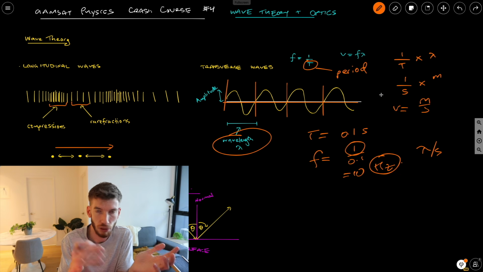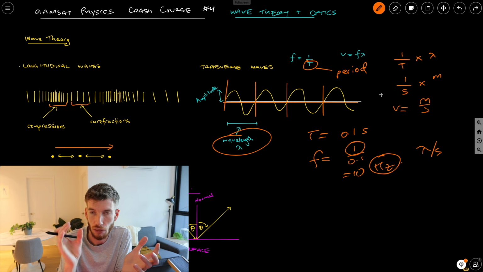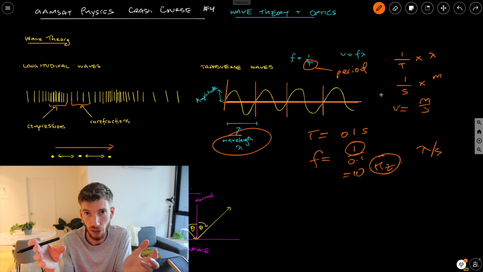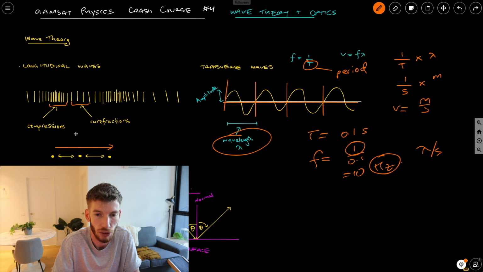Obviously, simpler physics questions in the GAMSAT are just going to be getting you to basically plug in numbers and then solve for the missing variable. I think we all know how to do that, or at least I've covered all that kind of stuff in the maths videos and everything. So that's really all we want to look at there: the key features between them, how we measure them, and how we describe them as well.